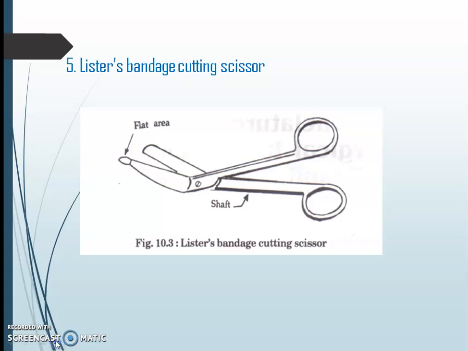Then Lister bandage cutting scissors. The diagram shows Lister bandage cutting scissors. It has a flat area at the tip. It has a shaft. This is used for cutting of bandage.